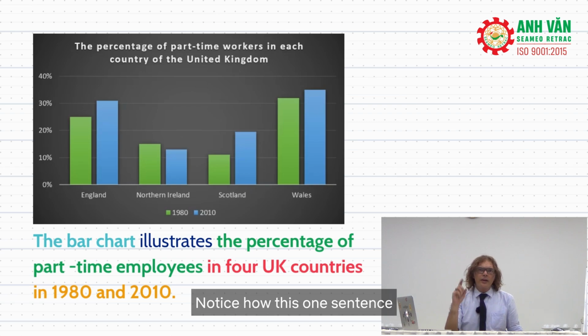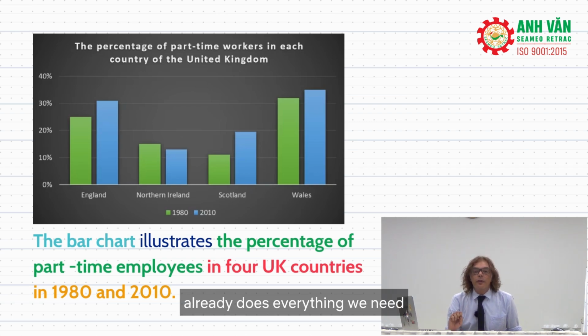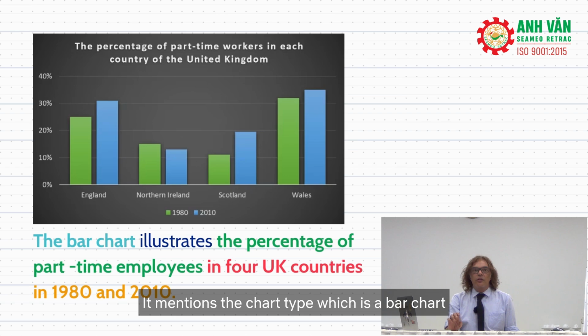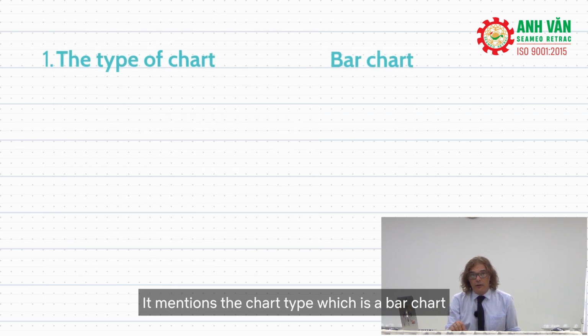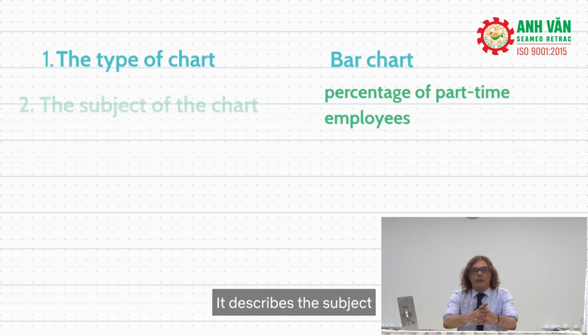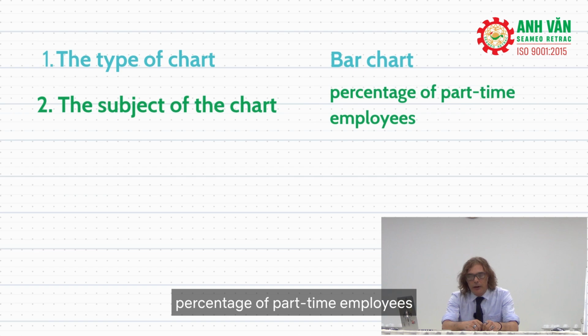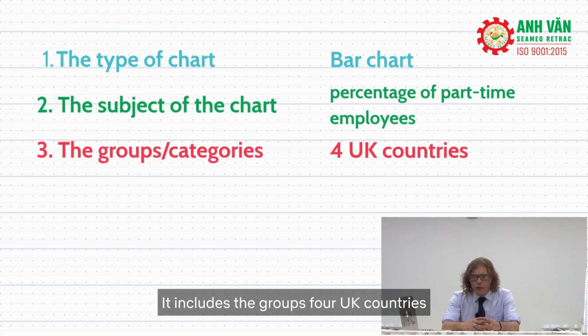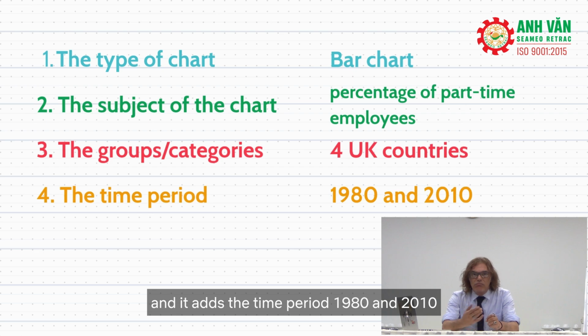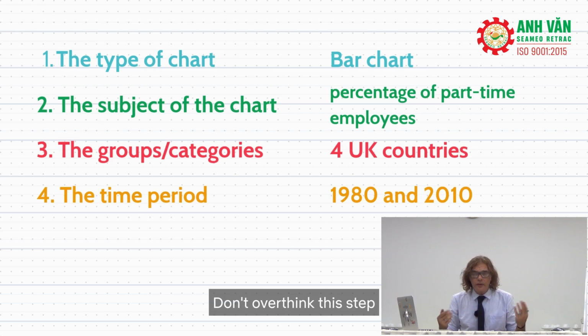Notice how this one sentence already does everything we need. It mentions the chart type, which is a bar chart. It describes the subject, percentage of part-time employees. It includes the groups, 4 UK countries, and it adds the time period, 1980 and 2010. That's it. Don't overthink this step. You've only got 20 minutes.